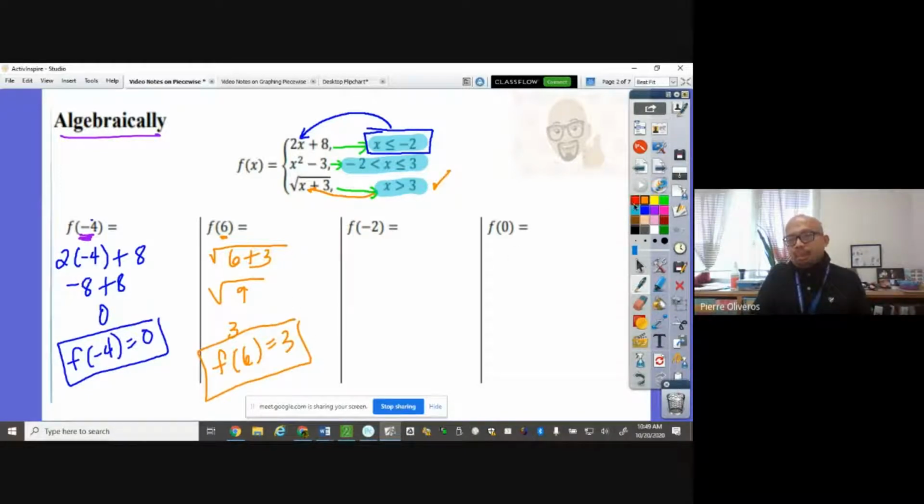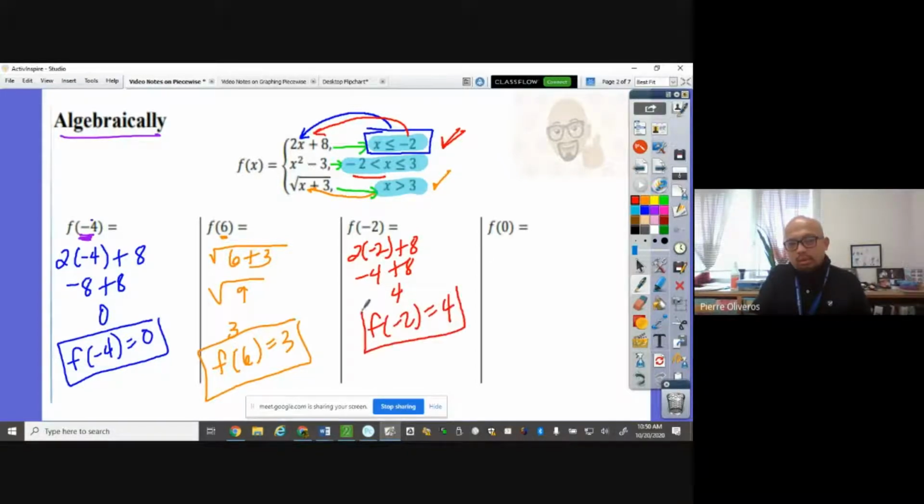Kaboom. Next, f of -2. Is -2 less than or equal to -2, or is it between -2 up to 3? But -2 is not included in the second interval. The answer is the first one, because here there's no equal sign, or there's no line here. That means it's not equal to -2, unlike the first interval, x less than or equal to -2. So this is the right interval. We're going to plug in -2 into this equation here. So 2 times -2 plus 8. 2 times -2 is -4, plus 8 is 4. So f of -2 is equal to 4. Kaboom.